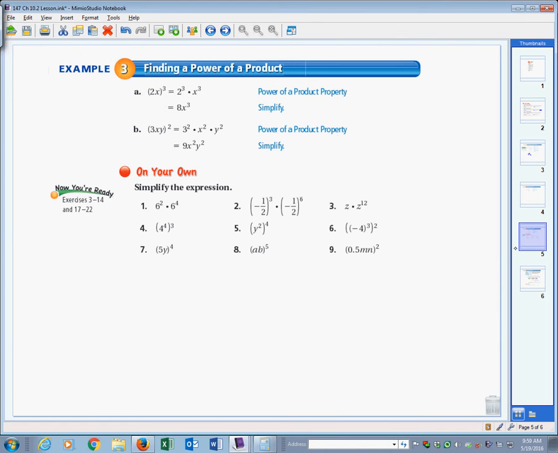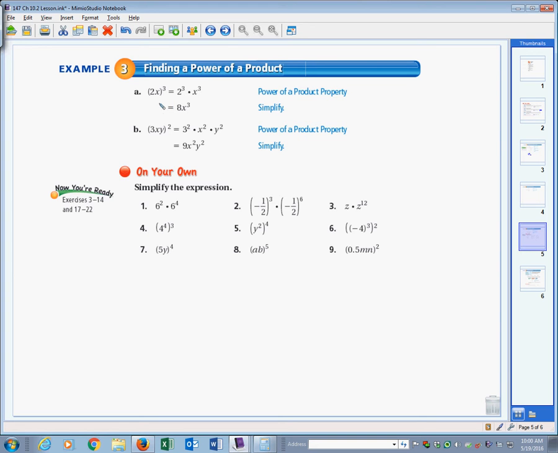Example number 3. Product of a power. This time I have more than one factor inside my parentheses, these two factors inside of parentheses raised to the 3rd power. So I'm going to say that this 3 is going to apply to every factor inside those parentheses.